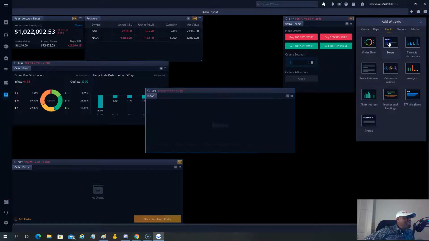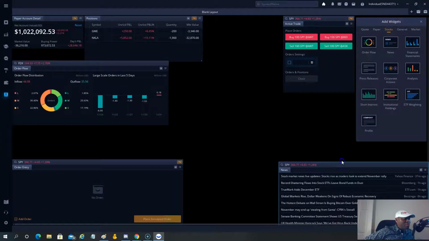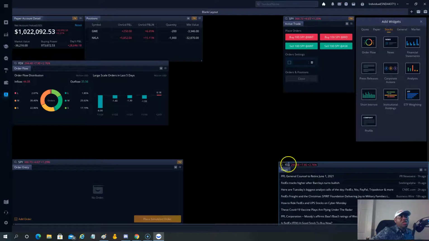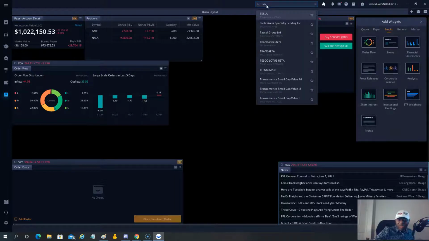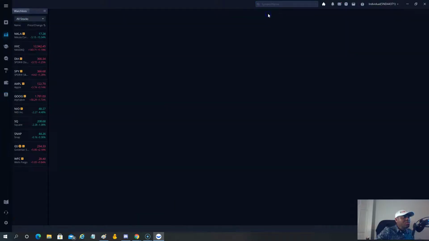So news, people like news. Okay, so maybe we'll put news here for your stock of interest. And again, you have to type in that stock. Let's see what happens if I put a stock in here on the top. Let's put Tesla here on the top and see if the other screen there changes automatically.